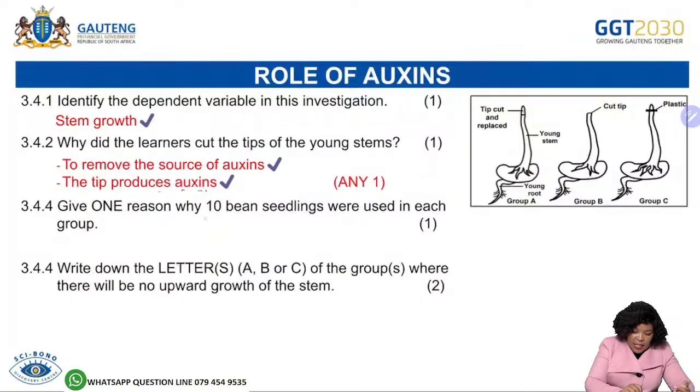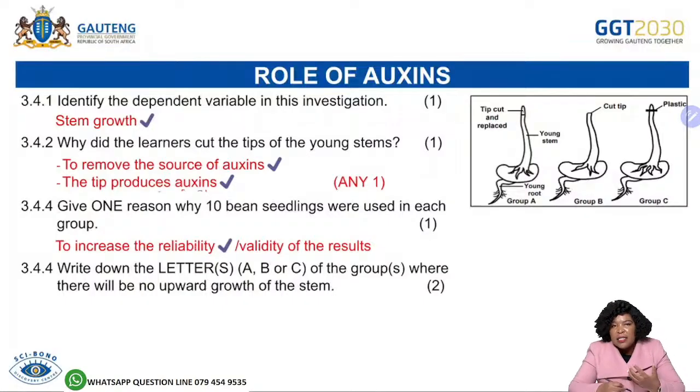Now give one reason why 10 bean seedlings were used in each group. Why not 1, 2, or 3? Why did they use 10 in each group? To increase the reliability. Remember, the more you do, the more your results are becoming valid. So the results are valid, but it increases the reliability of those results.